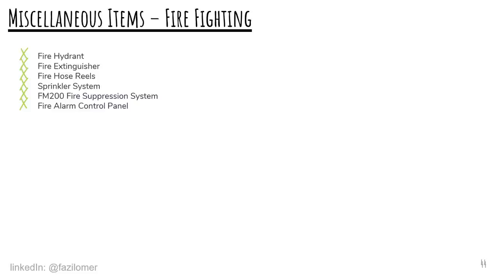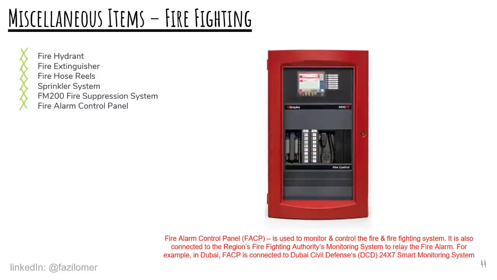Fire alarm control panel. Fire alarm control panel is used to monitor and control the fire and firefighting system. It is also connected to the region's firefighting authority's monitoring system to relay the fire alarm. For example, in Dubai, FACP is connected to Dubai Civil Defense's 24/7 smart monitoring system.